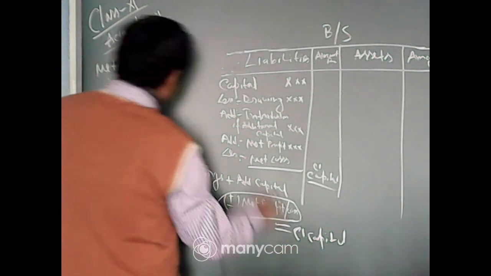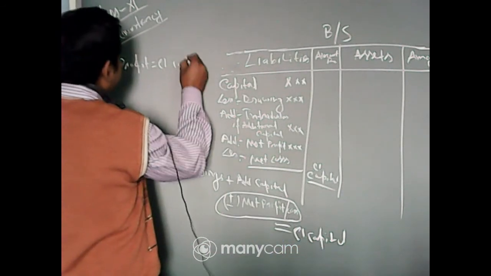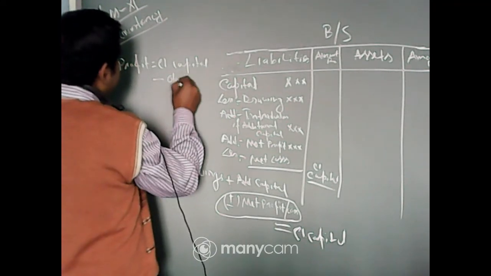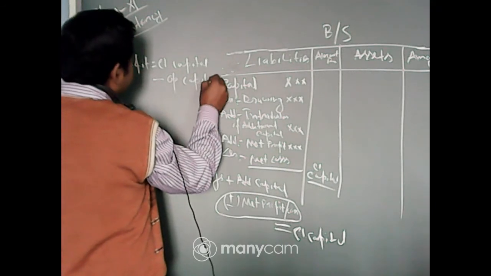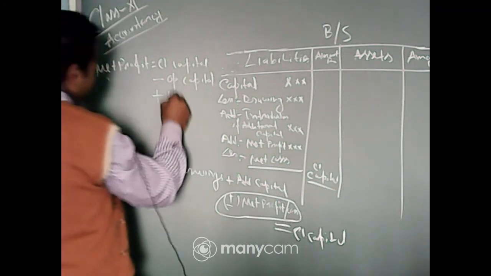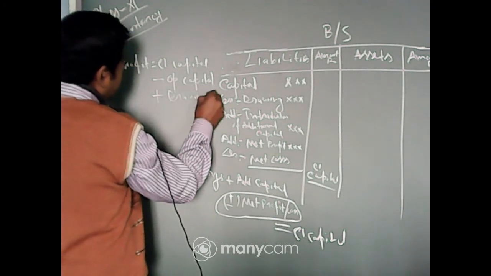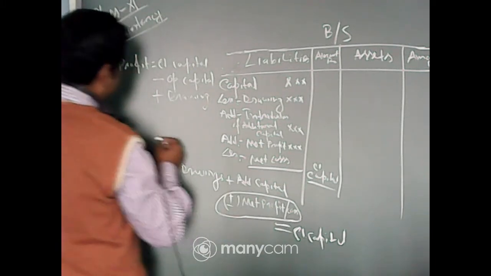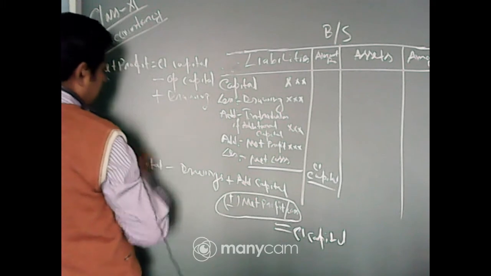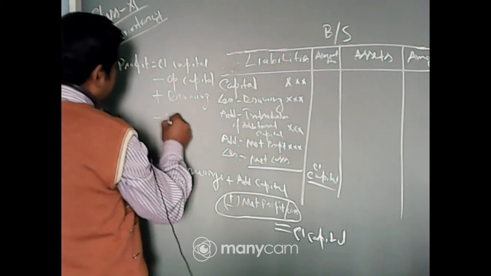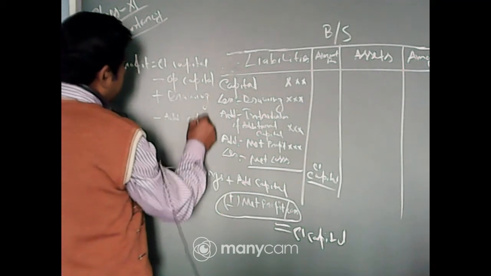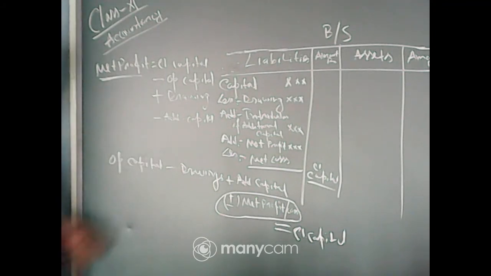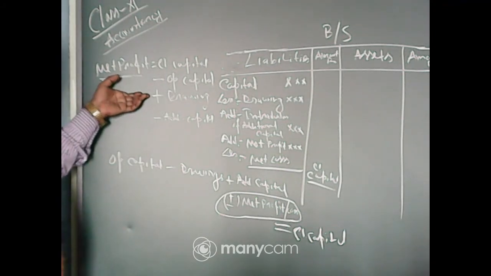Closing capital is there. So net profit equals closing capital minus opening capital. Just the reverse thing will happen: plus drawing, all the figures we are transferring to the right side, only that figure will be left to reveal the net profit. Now minus additional capital, and what is revealed from this equation is called net profit. From this equation we can easily reveal the net profit.